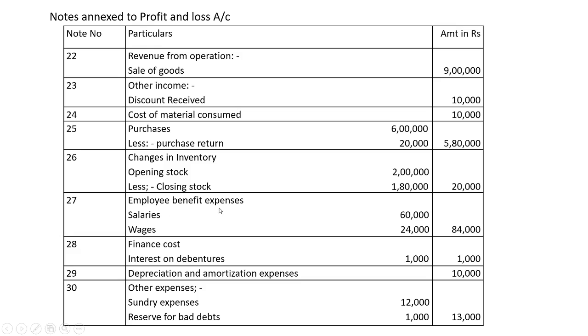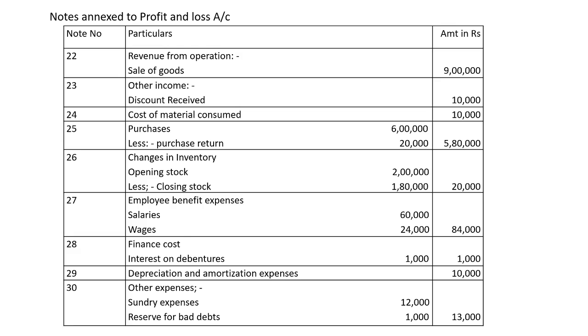And note number 27, employee benefit expenses. Here employee benefit expenses are employee related expenses. So in this problem, salaries 60,000 and wages 24,000, right? So the total is 84,000. And note number 28, finance cost.